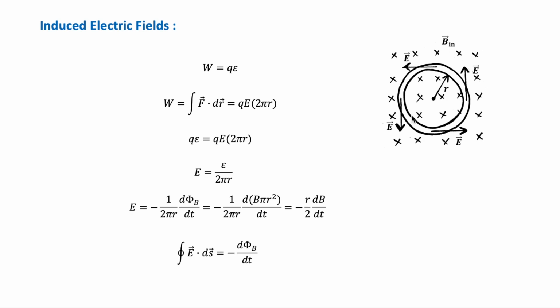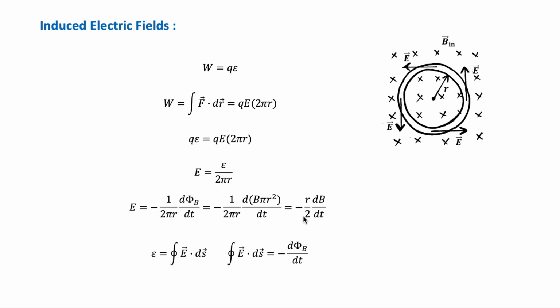So the work done by the electric field in moving a test charge q once around the loop is equal to qε. And this work can also be expressed in terms of the electric field through this equation. So W is equal to the integral of F dot dr, which is equal to qE 2πr, where 2πr is the circumference of the loop. So if we equate these two equations, we get this expression for E, and if we substitute for ε from Faraday's law, we get this expression.